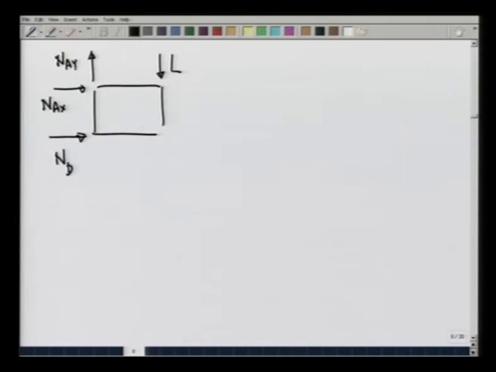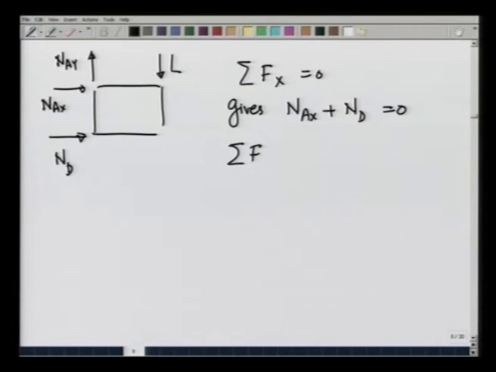N A Y. Summation F x equals 0 gives N A X plus N D equals 0, and summation F y equals 0 gives N A Y minus L equals 0, or N A Y equals L, that is, it is in the vertically upward direction.